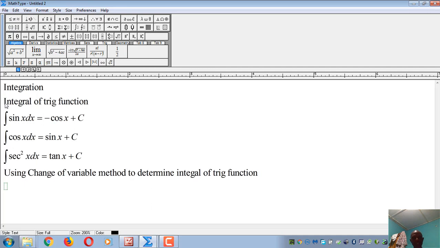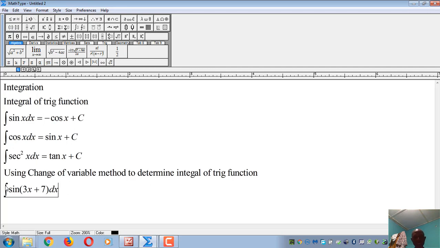Now pay attention to this. It's very crucial that you understand what I'm trying. Then you will see how I'm going to be applying this change of variable method to find or determine the integral of a trig function. Imagine we are given something like sine 3x plus 7 dx. We are asked to find the integral of this.